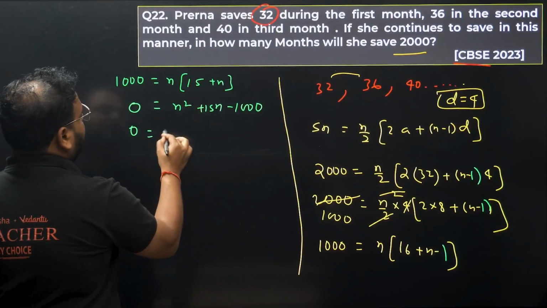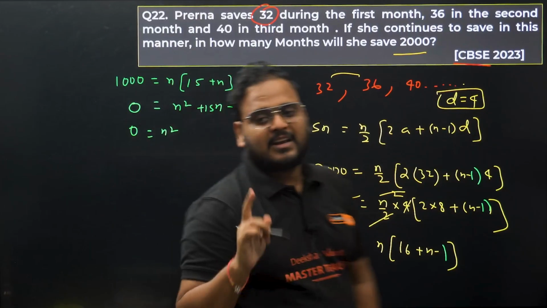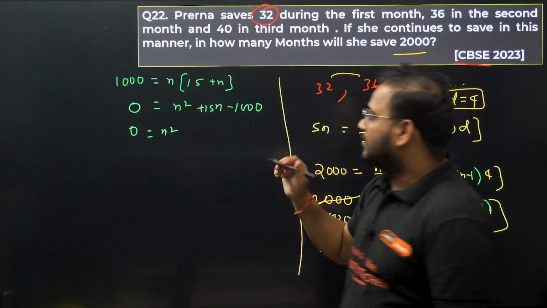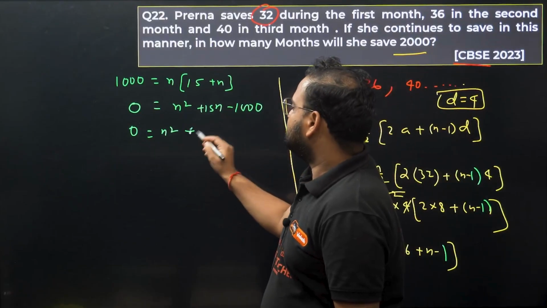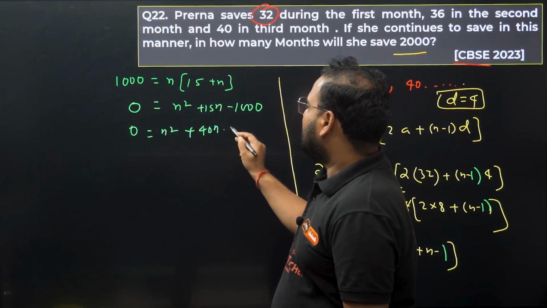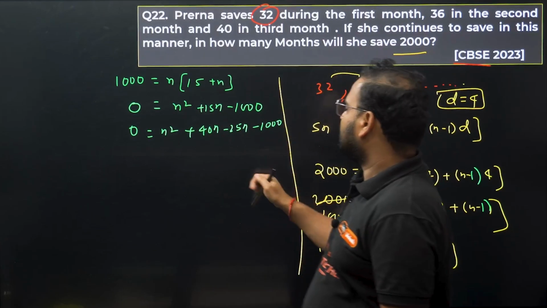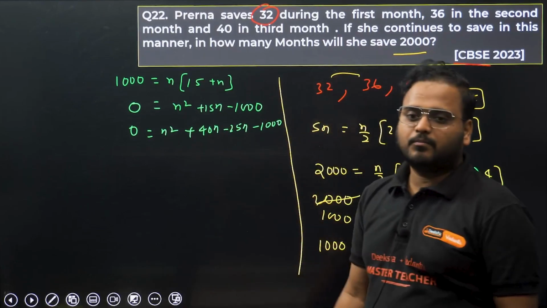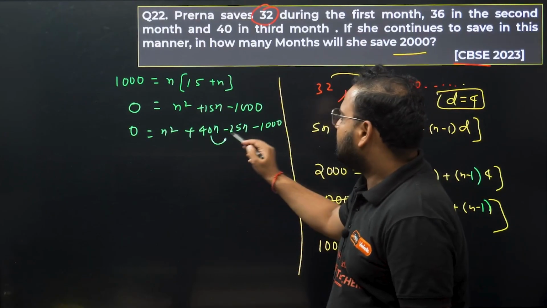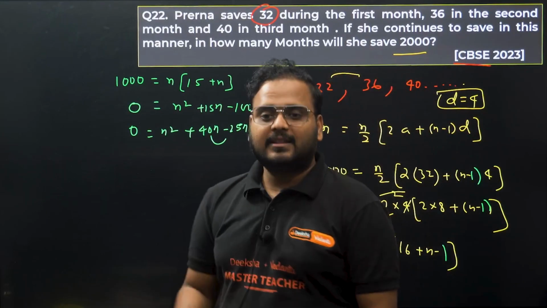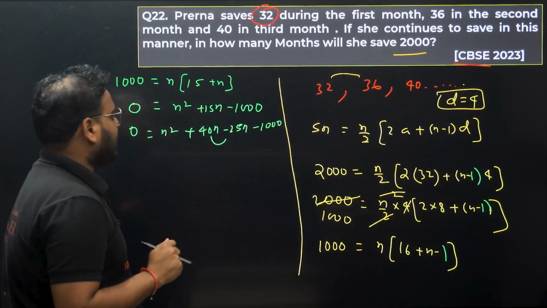So the factors will be what? n square. The factors for the number 1000 over here, right? I can write 25 and 40. So n² plus 40n minus 25n minus 1000. Please cross check. The product of these two is what? The product of 40 and 25 is 1000, and the difference is 15 actually.